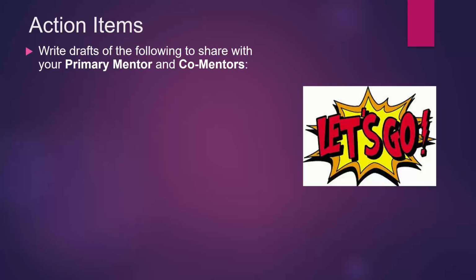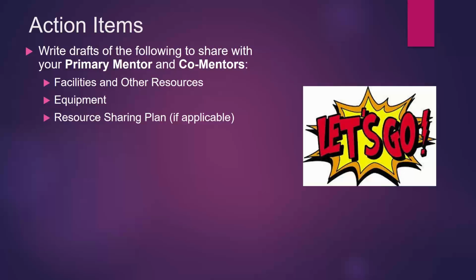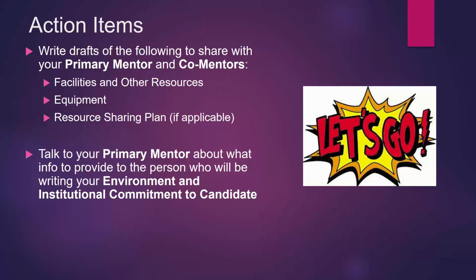So action items: write drafts of the following to share with your primary mentor and co-mentors. Facilities and other resources, equipment, resource sharing plan. Talk to your primary mentor about what info to provide to the person who will be writing your environment and institutional commitment to the candidate. So it might be a dean, chair of the department, provost. Try to hunt down who needs this information and how best to get it to them.